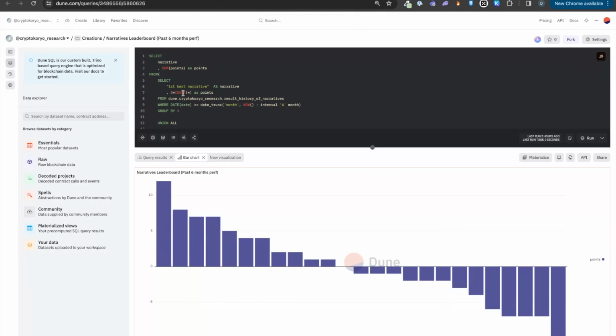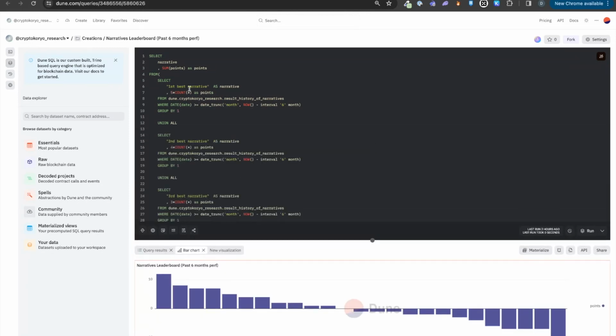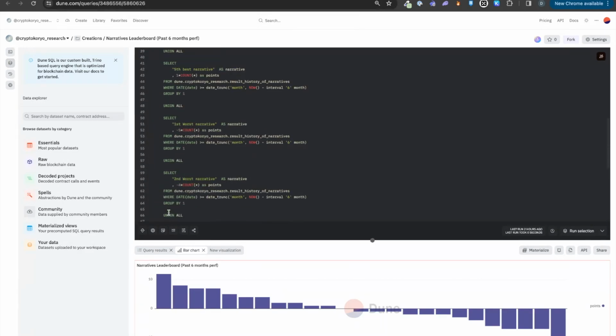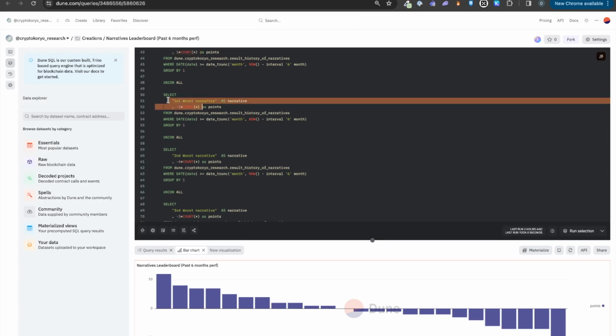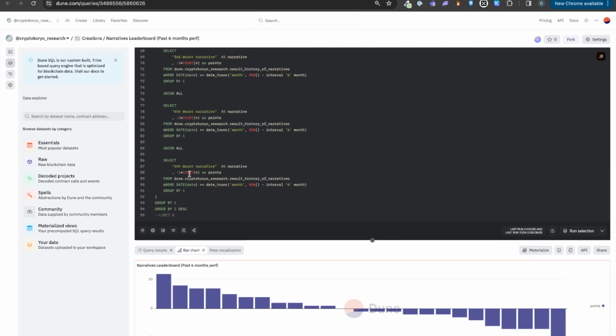So here are the details. We can quickly look at the code. The best performing narrative will get 5 points. The second best performing narrative will get 4 points, and so on, and the fifth one will get 1 point. Let's mention that we have approximately 30 narratives in total. The same thing goes for the negative ones. The worst narrative of the month will get -5 points. The second worst will get -4 points, and so on until the fifth worst narrative, which will get -1 point.